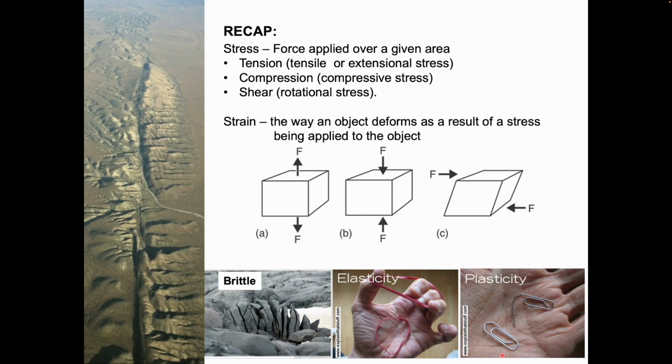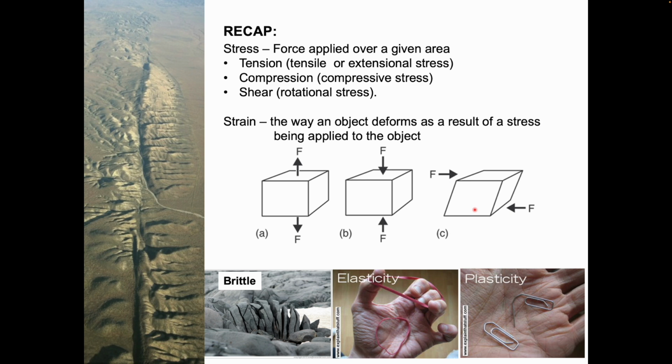Just to recap, stress is a force applied over a given area, and there's 3 main kinds: tension, compression, and shear. Strain is the way an object deforms as a result of stress being applied. This first cube is being stretched because tensile force is being applied to it. The second cube is being compressed because a compressive force is being applied to it. And this last one is being sheared. It's being deformed in this manner because of the rotational stress being applied to it.